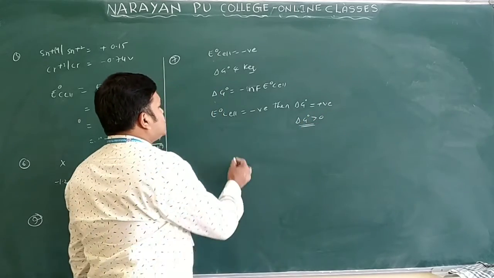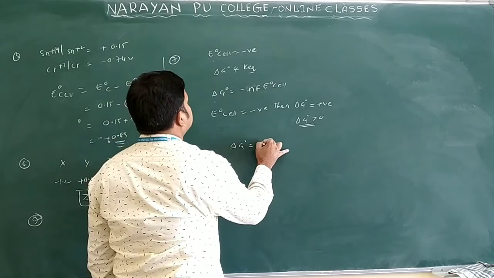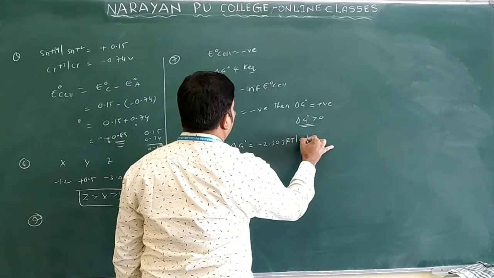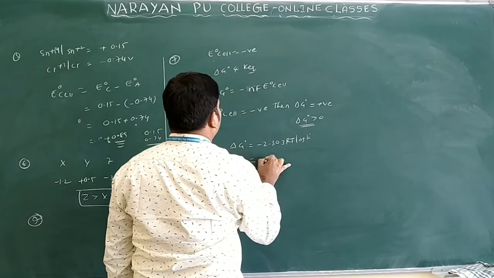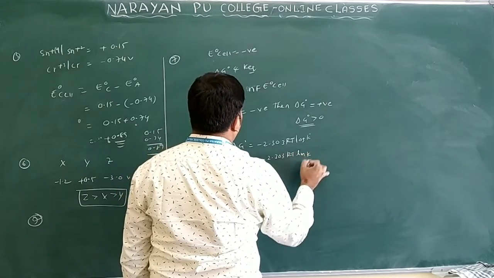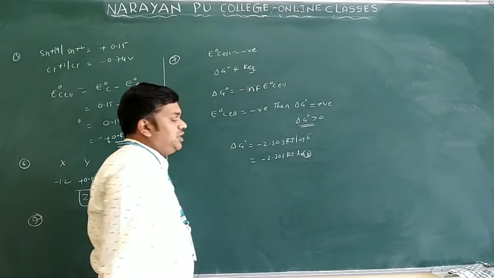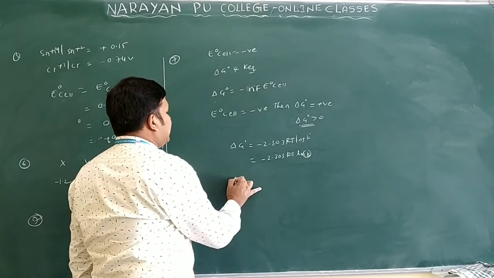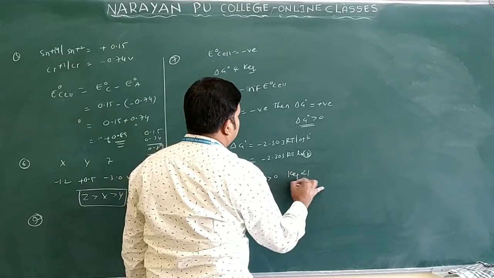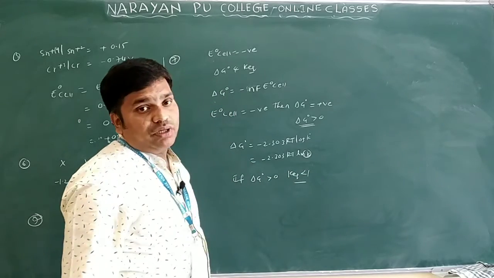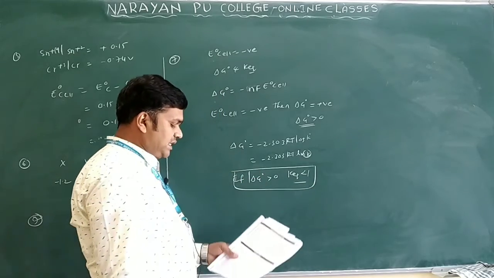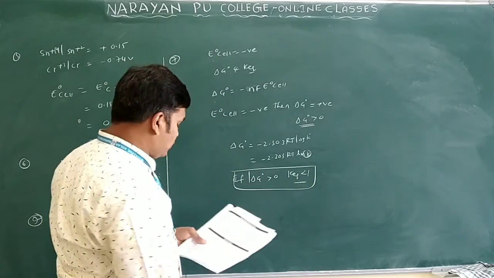Greater than 0. We know one formula, delta G naught is equal to minus 2.303 RT log K, and K is taken in the form of equilibrium constant only. If delta G naught is greater than 0, as in the table I already gave you, then K equilibrium is less than 1. So the answer is delta G greater than 0 and K less than 1, option 1.